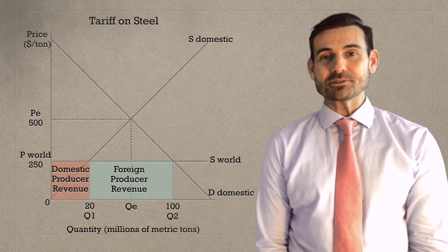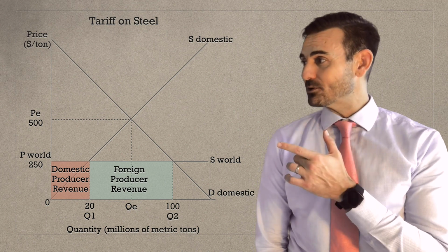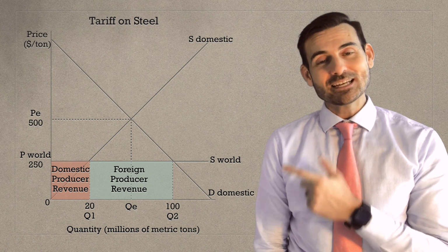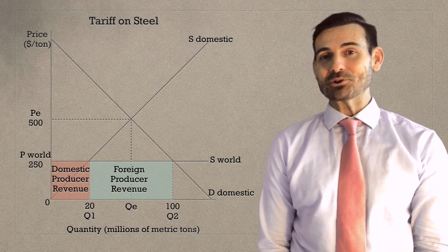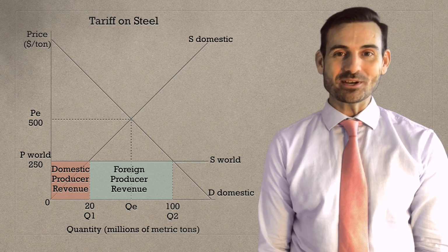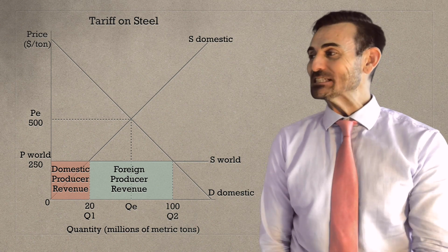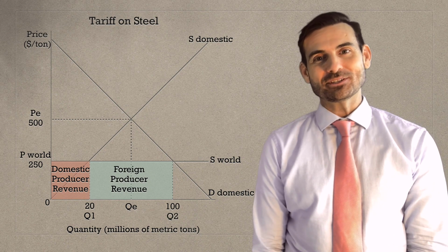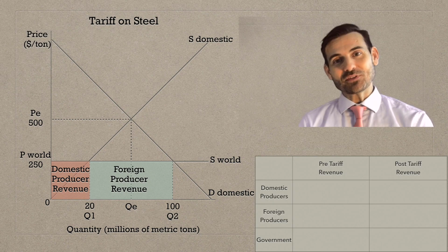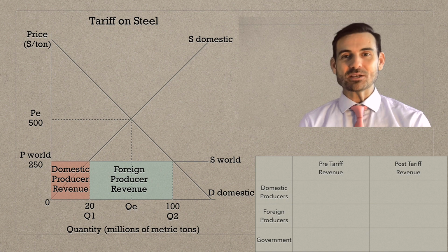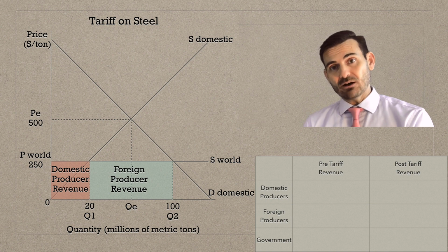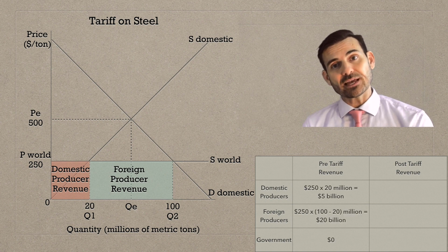For foreign producers, we must take the price at world, which is $250 per metric ton, times the amount that foreign producers are able to supply into the U.S. economy. In this case, it's Q2 minus Q1, or 80 million tons. Try to do the calculations. Hit the pause button while you do that, and we'll come back with the answers. Okay, I'll show you the answer now, and hopefully this is also the answer that you got.